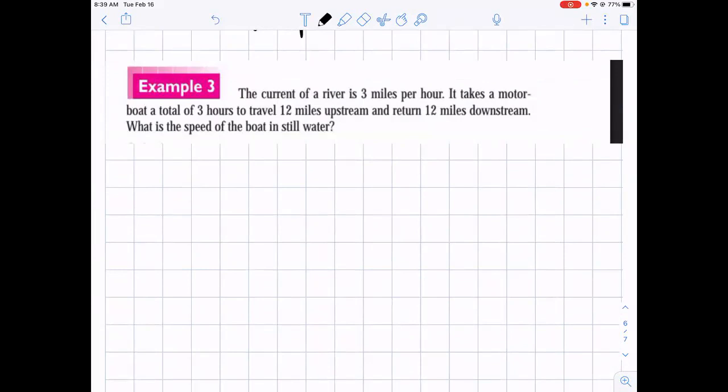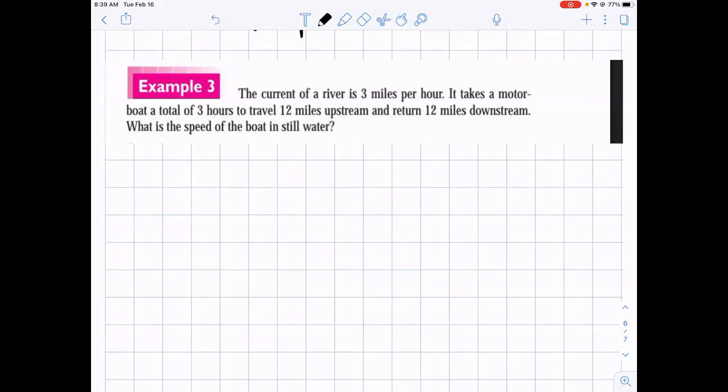Notice no drawing was given here. So it's sort of similar to the last problem. I just want to see if you can follow through without the diagram what's happening. But you can always draw your own little diagram, right? So the current of a river is 3 miles per hour. It takes a motor boat a total of 3 hours to travel 12 miles upstream. So that means the boat is going against the current, okay?